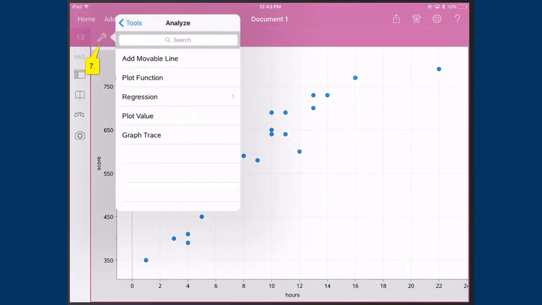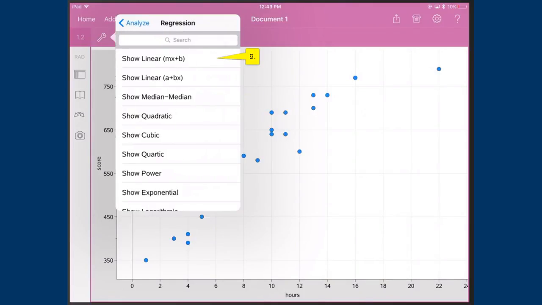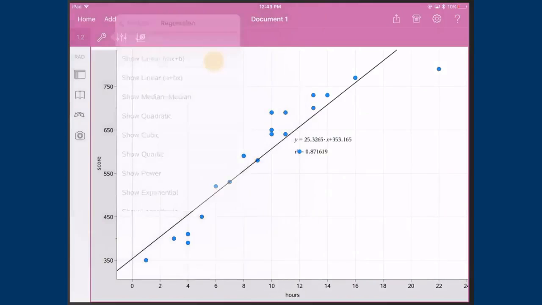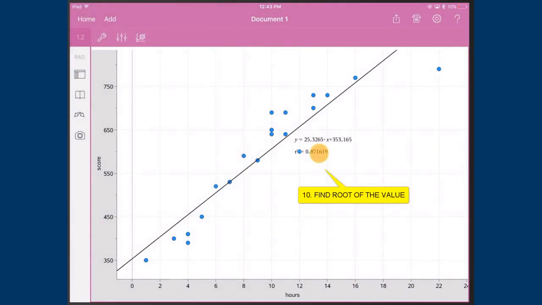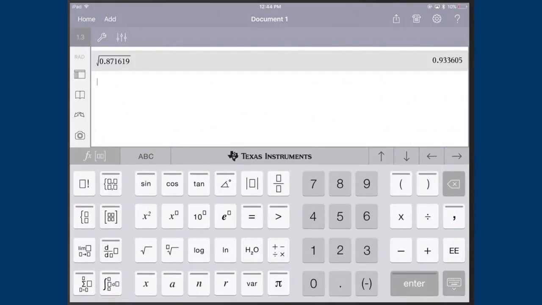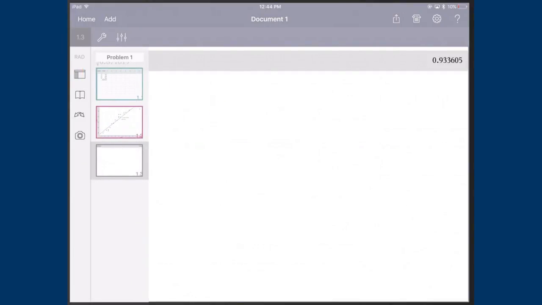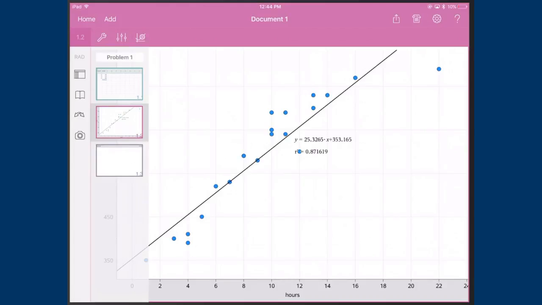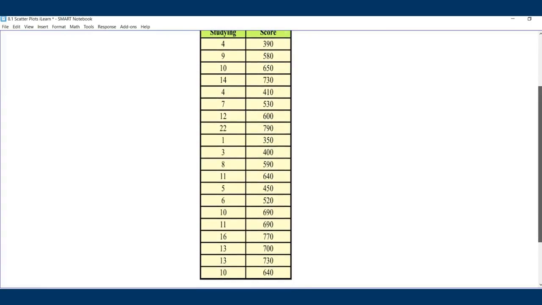Number 7, you hit the toolbar, then you hit regression, then you show linear, which is MX plus B. That's how you get your line, and more importantly, that's how you get your data. And don't forget, step 10 is to find the square root of that value. And in order to find the square root of that value, you add a calculator.